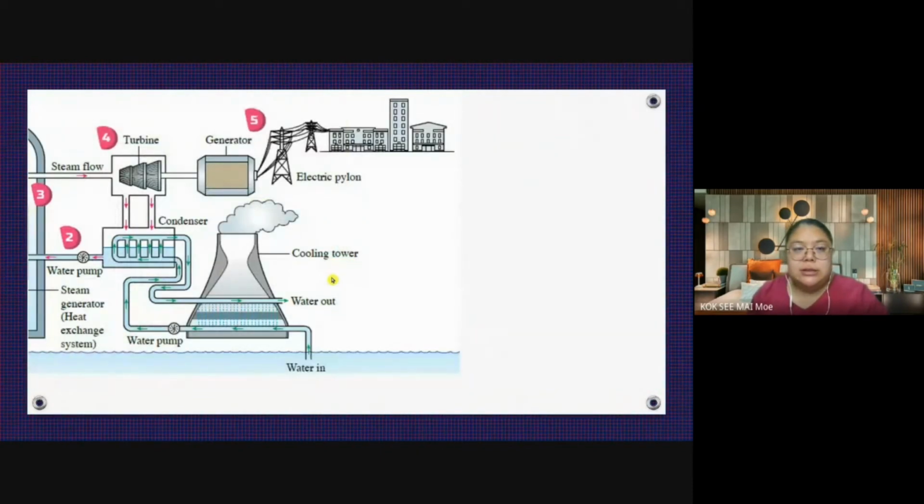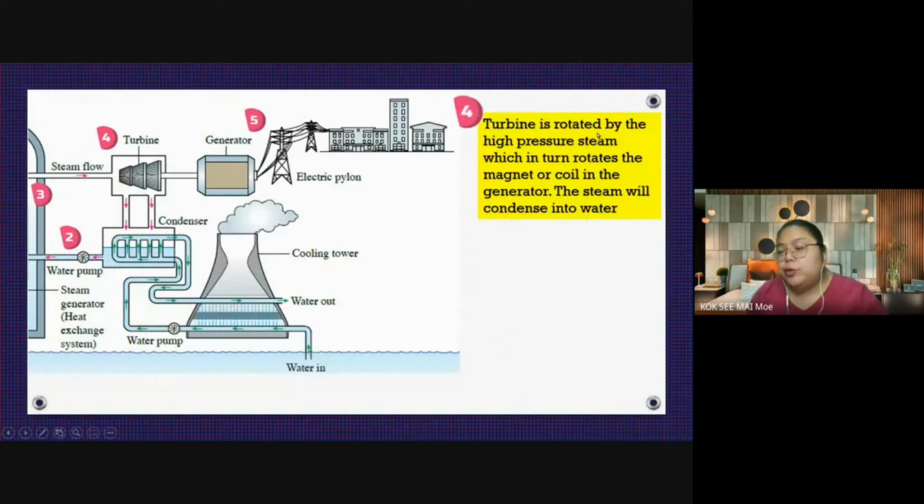Okay, then we're going to see number 4. After they turn the turbine, what happened? Okay, the turbine is rotated by the high pressure steam, which rotates the magnet and coil. Remember, if you want to turn the turbine to generate electricity, we must have the magnet and also the coil. So the turbine design must have the magnet and also the coil. Okay, coil means the wire turning. Then the magnet and wire turn together.